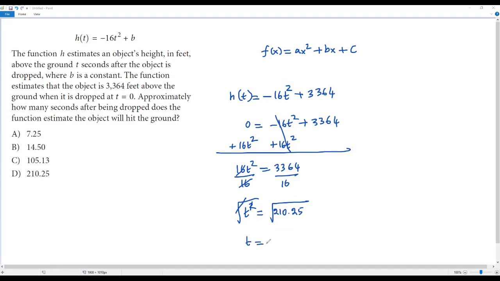Okay, here we have t. When I take the square root of this one, I am getting 14.5. Here I got the time when the object hits the ground, that is 14.5 seconds. We find this value 14.5 in answer choice B. The correct answer choice for this question is B.